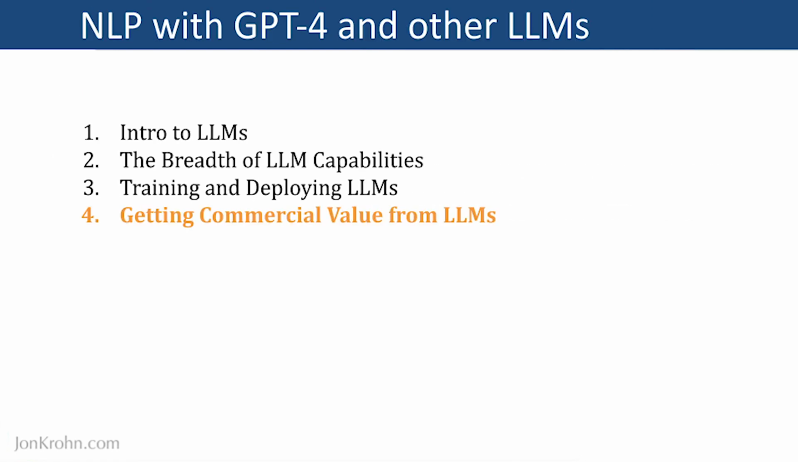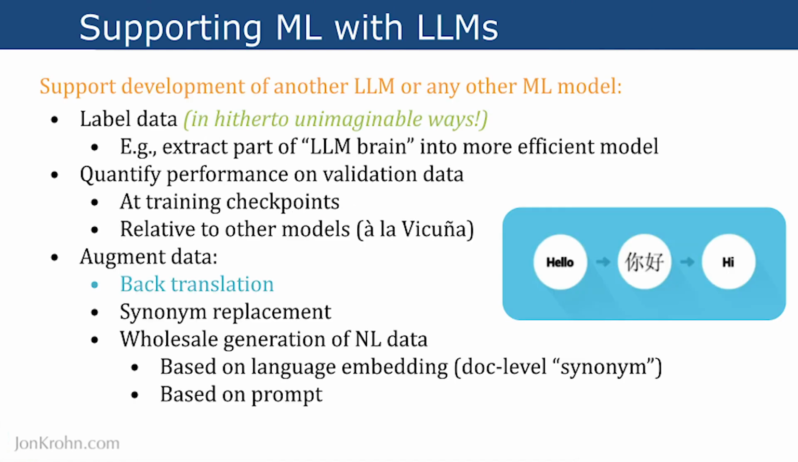My final section here, which I'm just going to race through quickly, is on getting commercial value for LLMs. So how can we be supporting our other machine learning models with LLMs? We can be using it to label data in really extravagant ways. We can quantify our performance like we saw with Vicuña. We can be using it to compare our model as it trains over time or compare our model against other benchmarks. We can use it to augment our training data through things like back translation, synonym replacement, and wholesale generation of new natural language data.